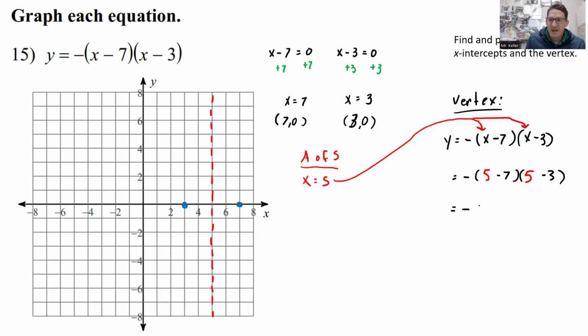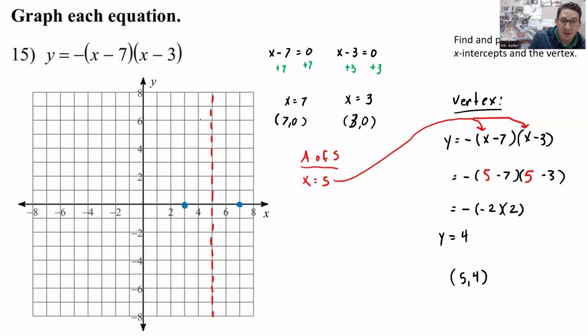So here we have negative. So 5 minus 7 is -2. 5 minus 3 is +2. So -2 times +2 is -4. With the negative out front, that all works out to +4. So you really got to keep track of those positives. So the vertex is going to be at the point (5, 4).